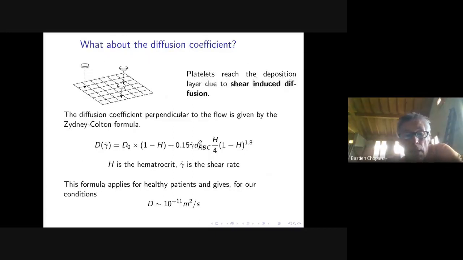So if you look at what's supposed to be this diffusion coefficient, so what's the mechanism that brings this platelet to this deposition? Well, it's known as the shear-induced diffusion, as I said, and it's described in the literature by this Sidney-Colton formula, which I give you here. So basically, it depends on the hematocrit, how many red blood cells you have. It also depends on the shear rate, which is there. But if you just apply this formula for our situation, you get 10 to the minus 11, okay? Which is different from the value we get to match the experiment.